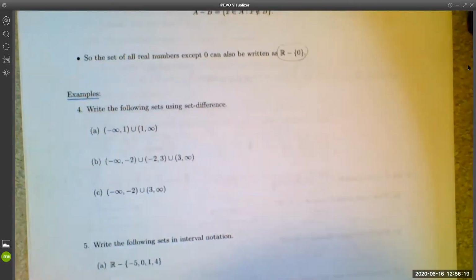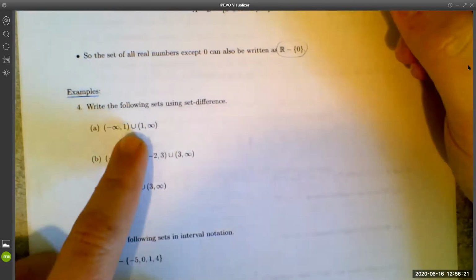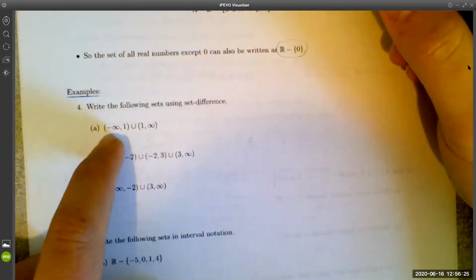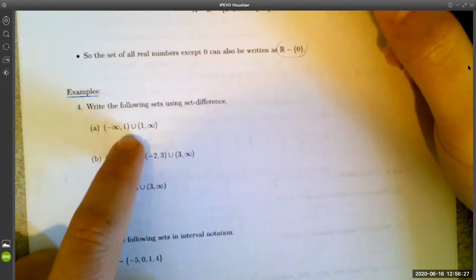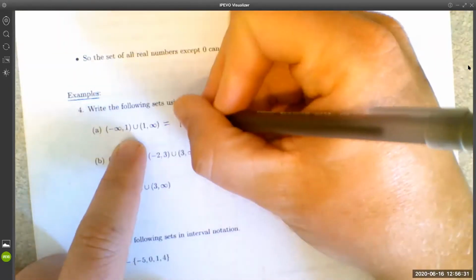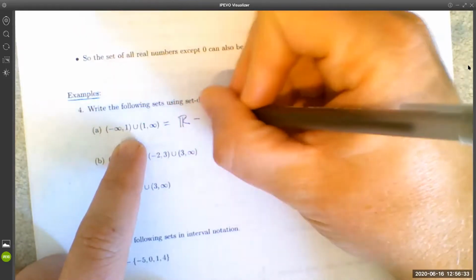So a few examples here. This set is the set of all real numbers except for 1, right? So rewriting that using set difference, we would say, okay, so this is the set of all reals except for 1.